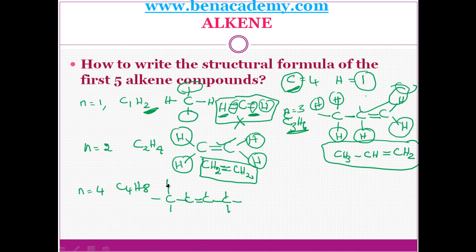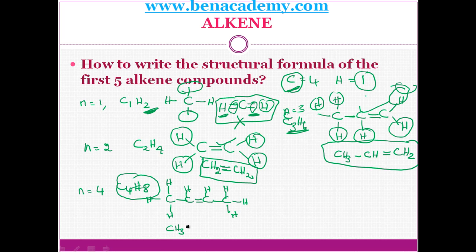Okay, if you fill up the hydrogens, 1, 2, 3, it should be 8, no? 4, 5, 6, 7 and 8. See, C4H8. So C4H8 is the formula. Now 1, 2, 3, 4 carbons, and already we have counted 8 hydrogens. Now if you condense this formula, what will you get?